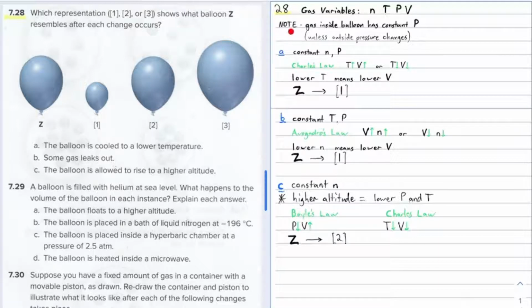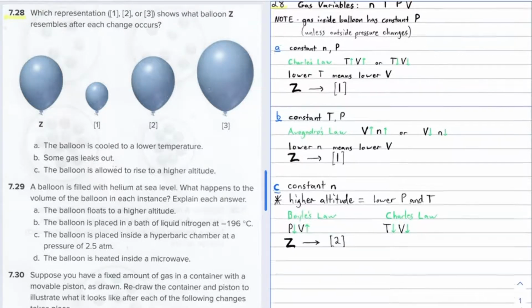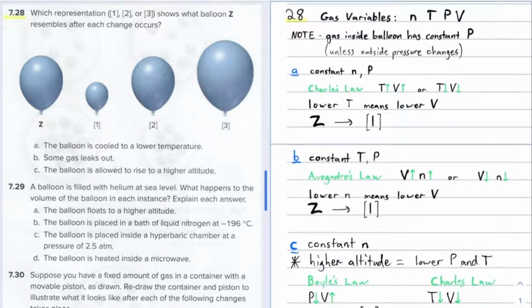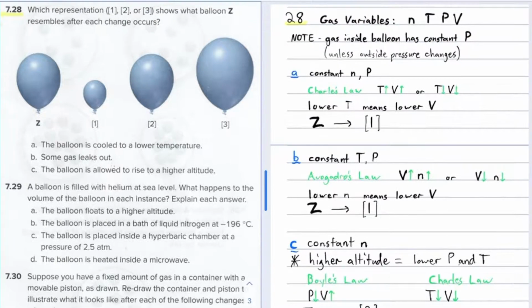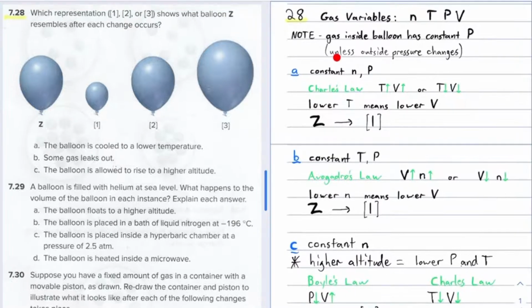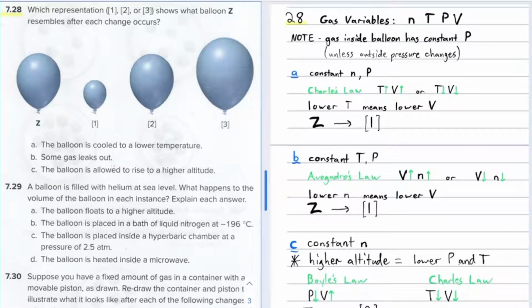Okay, now another note. When you have a gas inside of a balloon, it's at constant pressure. Gases inside of a balloon maintain a constant pressure. So the pressure of the gas inside the balloon matches the pressure of the gas outside the balloon. That's true as long as the outside pressure doesn't change. If the outside pressure changes, of course, the inside pressure would change to match it. So let's look at the first one.